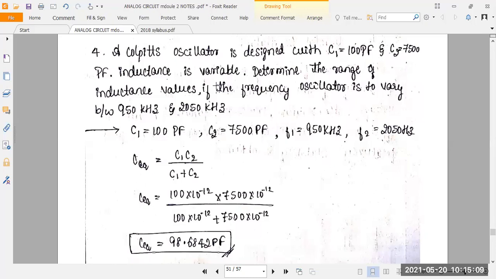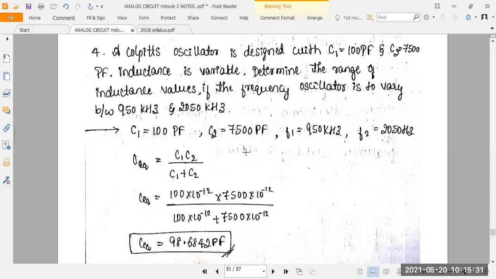We want to find the inductance value. For the frequency, the output frequency is given as 950 kilohertz to 2050 kilohertz. For this condition, you have to find the L range: the L value for 950 kilohertz and the L value for 2050 kilohertz.